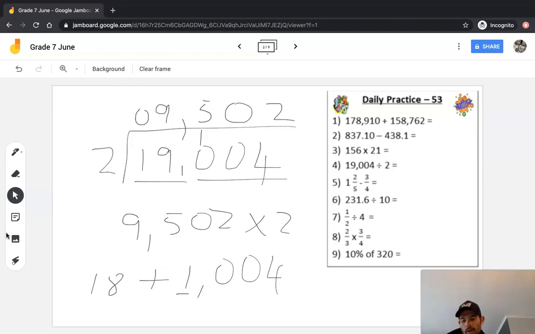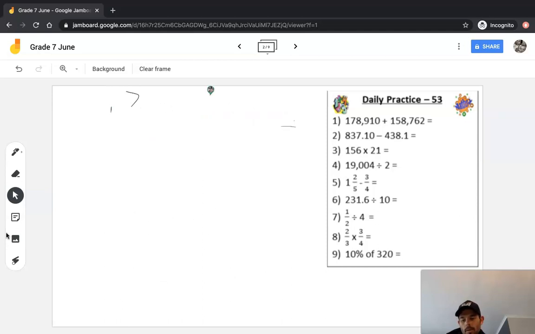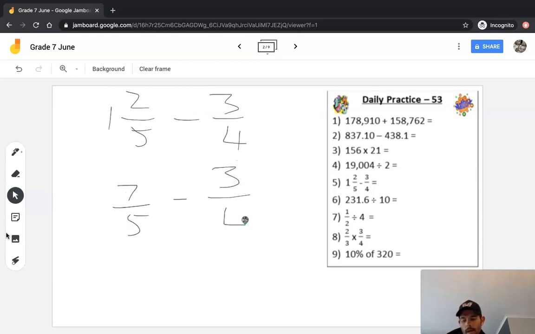Next question is subtraction of fractions, and we have a mixed number of 1 2/5. Take away 3/4. First thing I'm going to do is I'm going to convert to improper fractions. So that's 7/5 minus 3/4. I now need to find the lowest common denominator of 5 and 4, which is 20.